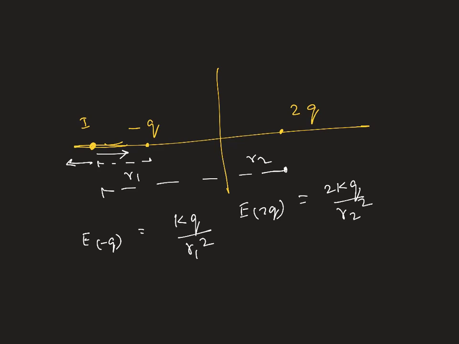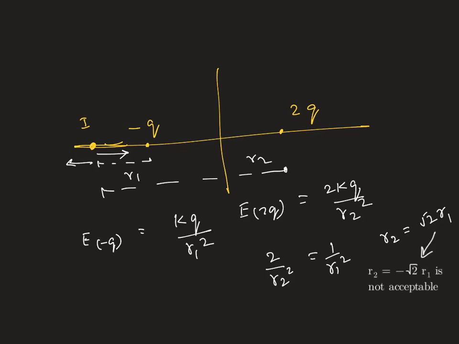Now we have to equate them because the magnitudes are equal and there is a possibility of cancellation. So 2 upon r2 squared is equal to 1 upon r1 squared, and that will give us r2 is equal to root 2 times r1. Now that is very much possible, because in this diagram itself you can see that r2 is greater than r1. So r2 is root 2 times r1.